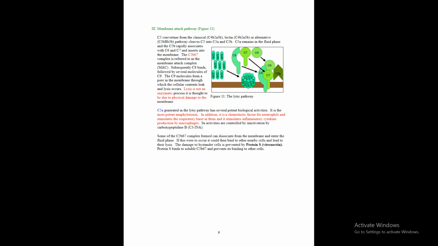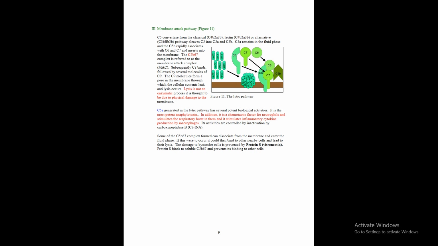Its activities are also controlled by inactivation by carboxypeptidase B. Yes, because if the release continues, there will be a harmful effect to the cells. So at the end of their action there should be an inhibitor for this C5a.